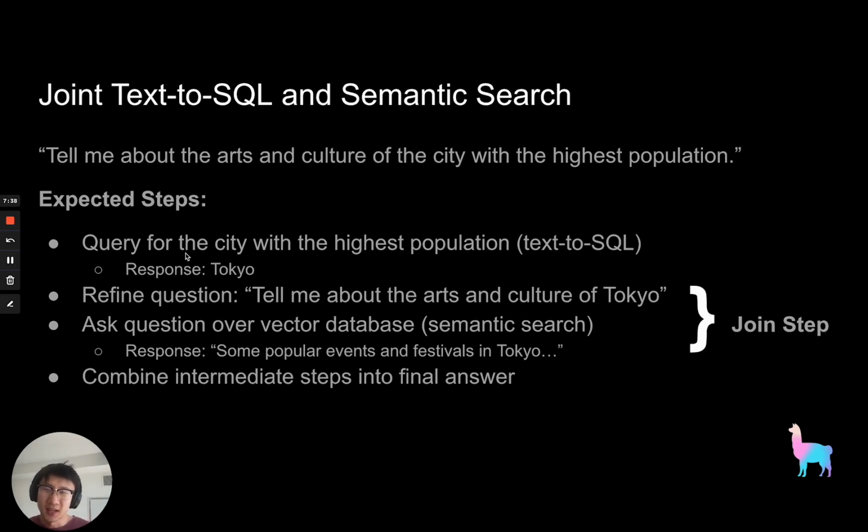So if you think about steps 2 and 3, it's roughly similar to joining two tables together within a structured database. But here you're effectively joining information from your structured data, which is, what's the city with the highest population, with the unstructured context within your vector database, which is, okay, now that we know it's Tokyo, can we fetch information from this unstructured corpus to tell me a little bit more about the arts and culture scene?